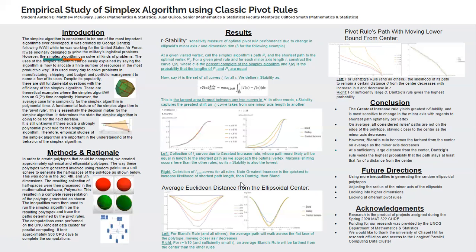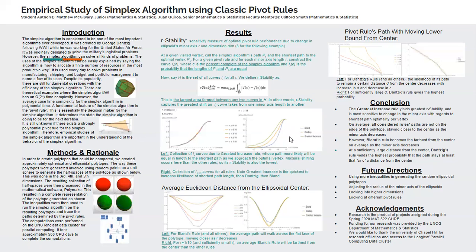In our two following pictures, to the left is a collection of all I_R curves due to the greatest increase rule, whose path more likely will be equal in length to the shortest path as we approach the optimal vertex, and this follows for the other rules as well. Maximal shifting occurs here compared to the other rules, so its R stability is also the lowest. To the right is a collection of all I_{1/10} curves for all rules. Note greatest increase is the quickest, denoted by the green curve, to increase likelihood of shortest path length, then Dantzig, then Bland.